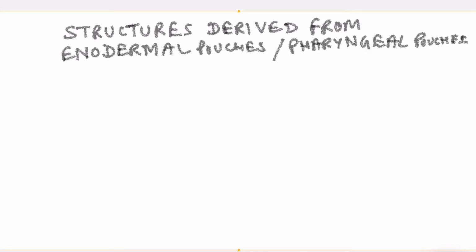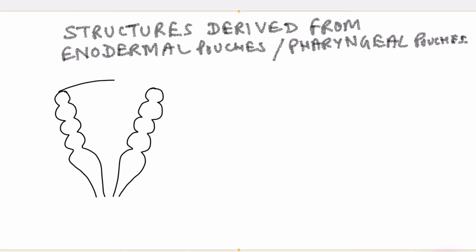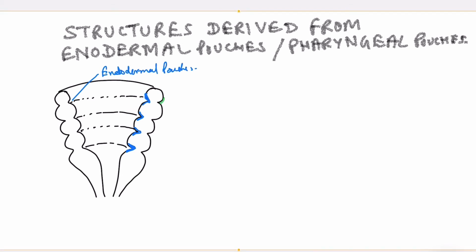So here we're talking about the structures derived from the endodermal pouches, which are actually also called pharyngeal pouches. Now what you're seeing is a coronal section of a fetal pharynx, seen from behind, in posterior view, meaning you're seeing the endodermal surface of the pharyngeal apparatus. Now these surfaces which are invaginated inside on the endodermal side are called the endodermal pouches. These invaginations, when seen from outside, are called endodermal clefts.